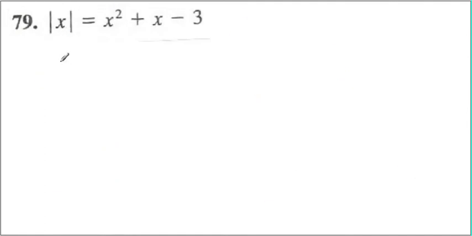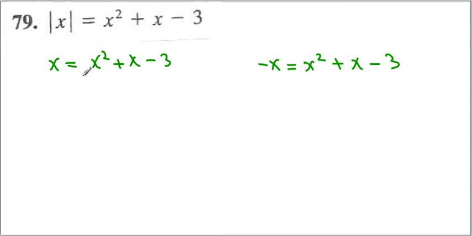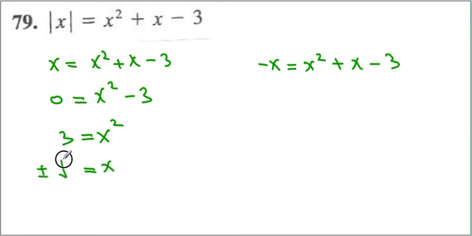Here, once again, one equation would have been x equals x squared plus x minus 3. The other one would have been negative x. Because when x wants to be a negative number, we need another negative to make it into positive, just like the absolute value sign. Negative x equals x squared plus x minus 3. Then here, when you subtract x, we end up getting x squared minus 3 is equal to 0. Hence, x squared will be equal to 3. That means x must be equal to plus or minus radical 3.